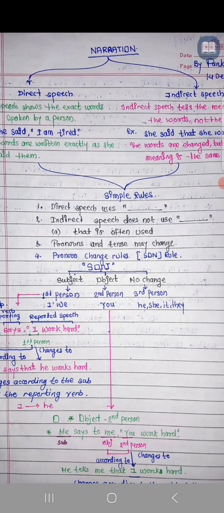Next, pronouns and tense may change. Fourth, pronoun change rules. It's called SON. S stands for subject, O stands for object, N stands for no change. That means subject is first person, object is second person, no change for third person. When the direct speech sentence has first person, for example I and we, it changes according to the subject.